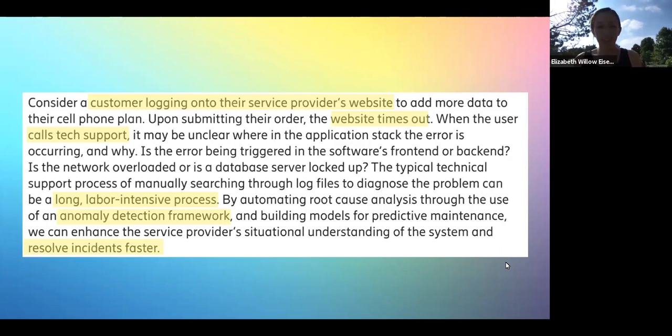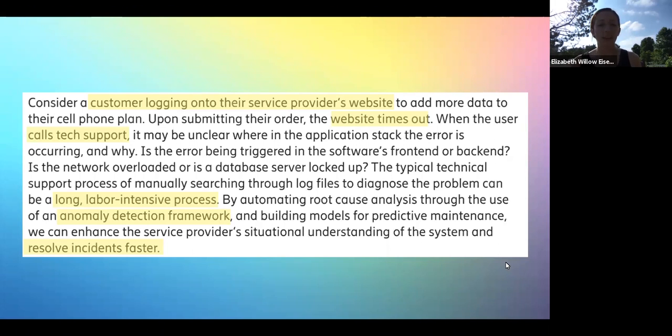So consider you have a customer that's logging into a service provider's website and they want to add more data to their cell phone plan, for example. Upon submitting their order, the website times out. Of course they're going to call tech support, but maybe it's not clear to the tech support person where in the application stack the error is occurring. So they can't figure out why did this happen and where did it happen?